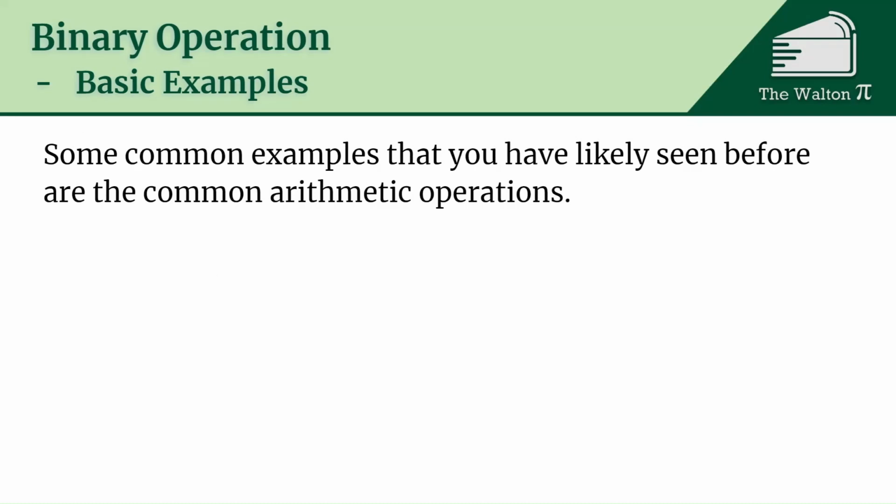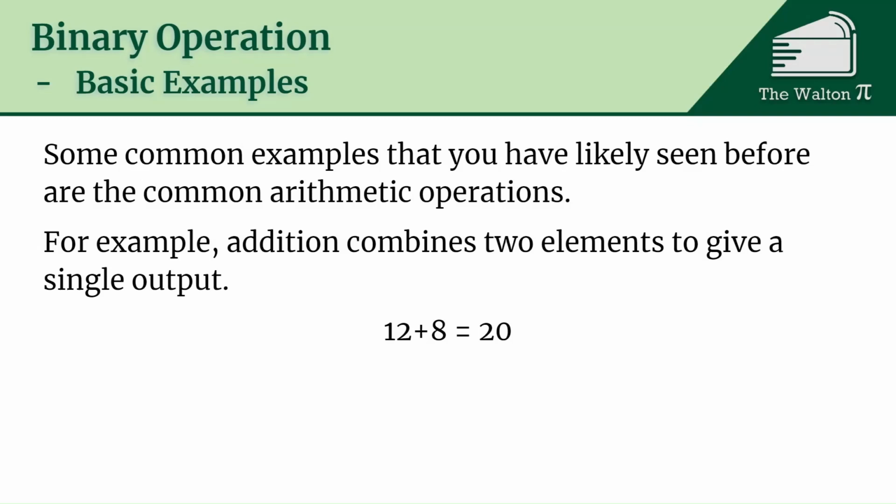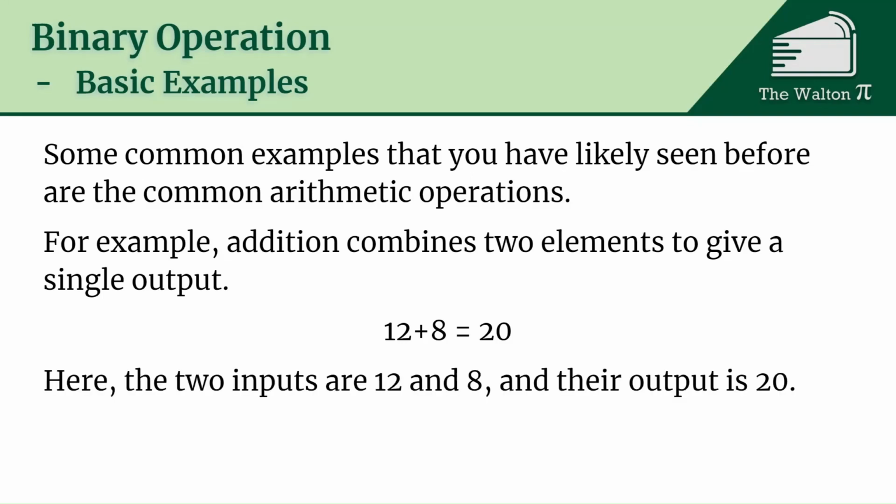Some basic examples that you've probably seen before are the common arithmetic operations. For example, addition combines two elements to give a single output. So we combine 12 and 8 and we get 20. Here, the inputs are 12 and 8 and the output is 20. So I take in two numbers and I spit out one number.